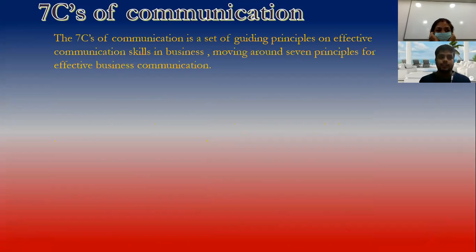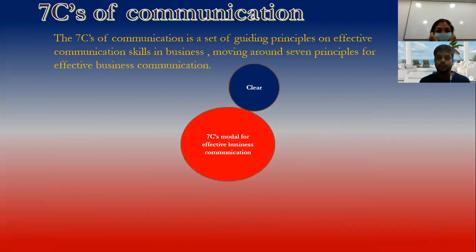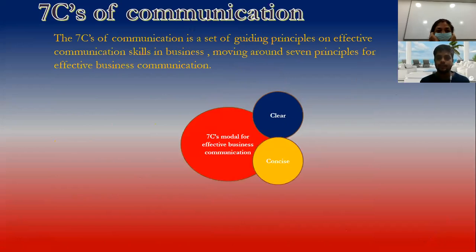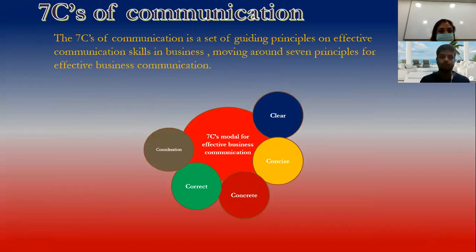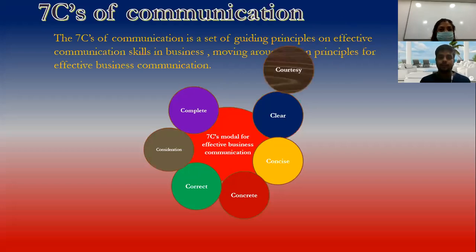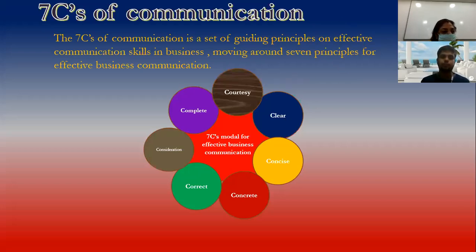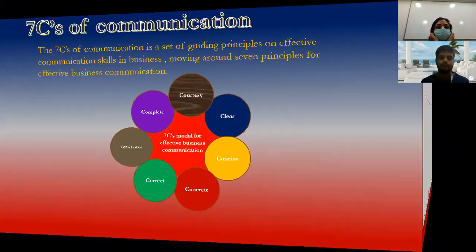The 7 C's of communication is a set of guiding principles on effective communication skills in business. There are 7 principles for effective business communication. First one is clear. Second one is concise. Third, concrete. Fourth, correct. Fifth, consideration. Sixth, complete. And seventh, courtesy.